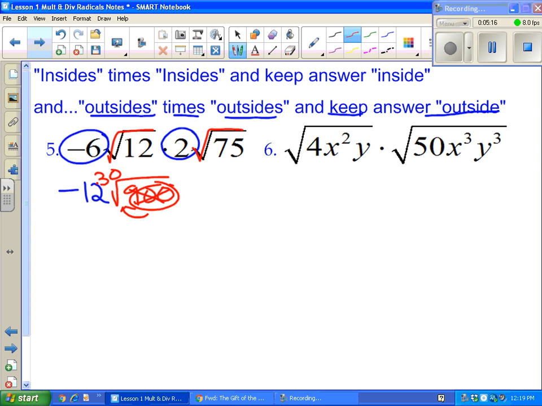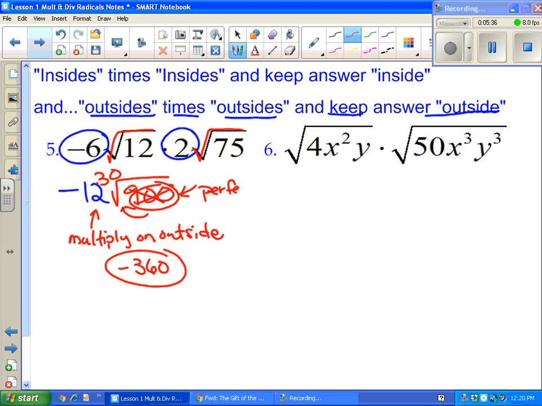What happens is if you already have a number on the outside, you multiply on the outside. So by the time you finish multiplying, you're going to end up with negative 360. Final answer. No square root was left because 900 was a perfect square.